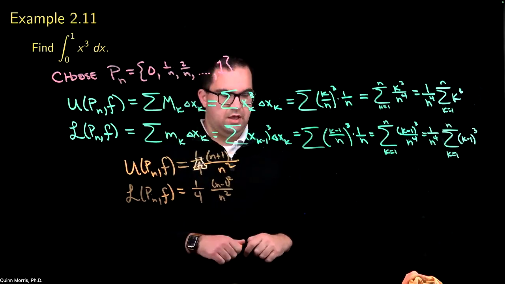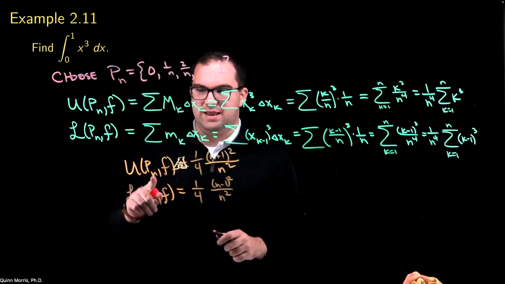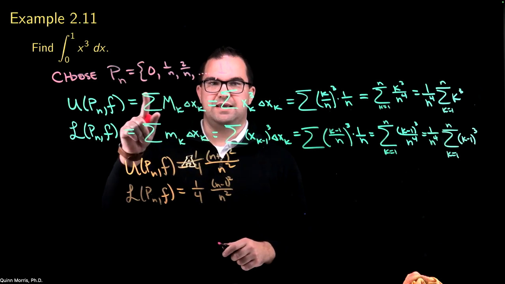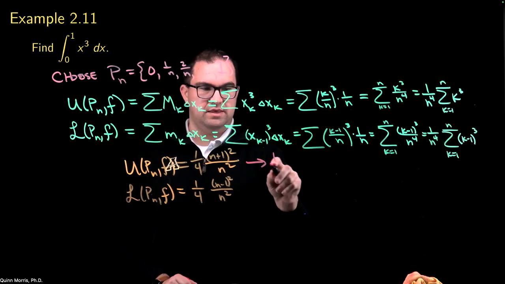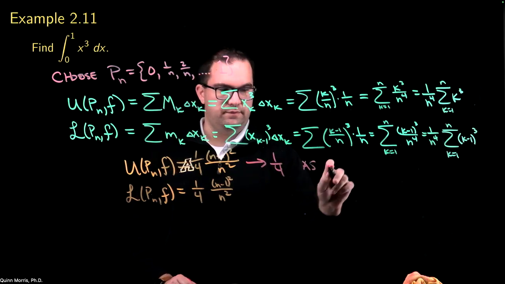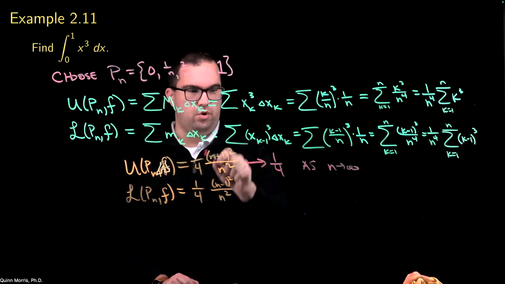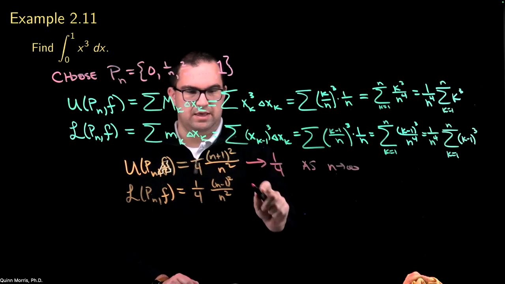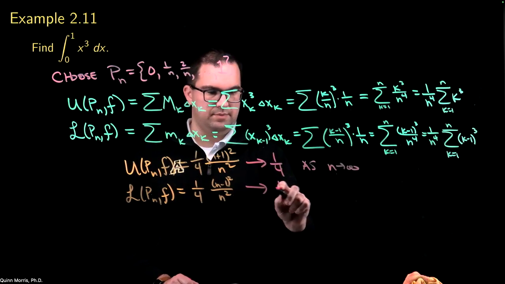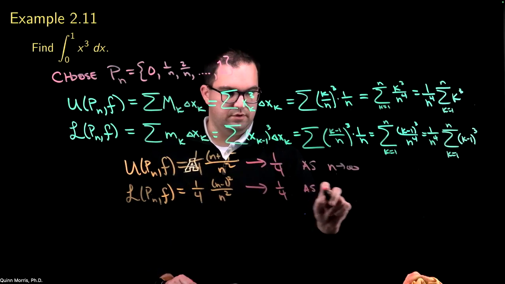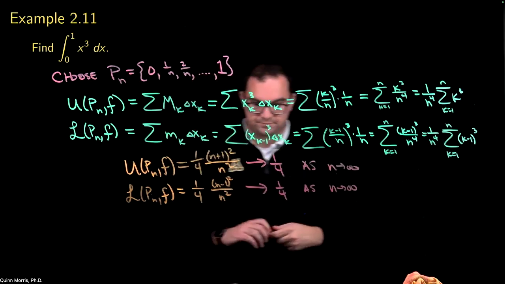Okay. Now, what can we observe about these? Well, first, notice that as n goes to infinity, so as I take more and more points in this partition, this will go to 1/4. In particular, this term will go to 1 as n goes to infinity, and similarly here, this term will go to 1. So I'll be left with 1/4 as n goes to infinity.